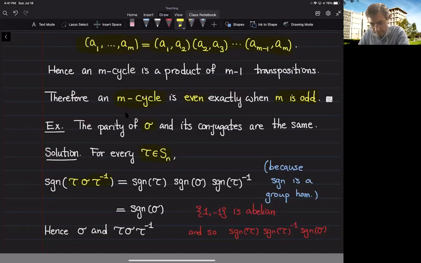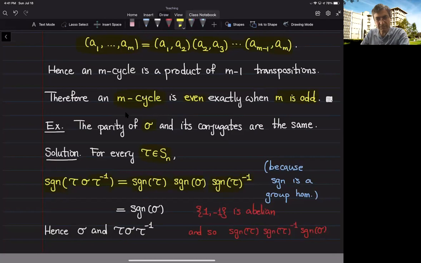So I pick a permutation tau and I try to understand the sign of this conjugate of sigma. Notice sign is a group homomorphism, therefore sign of a product is the product of signs. So it is equal to sign of tau times sign of sigma times sign of tau inverse. But remember again, because sign is a group homomorphism, I can pull out this inverse. Sign of tau inverse is the same as sign of tau inverse.